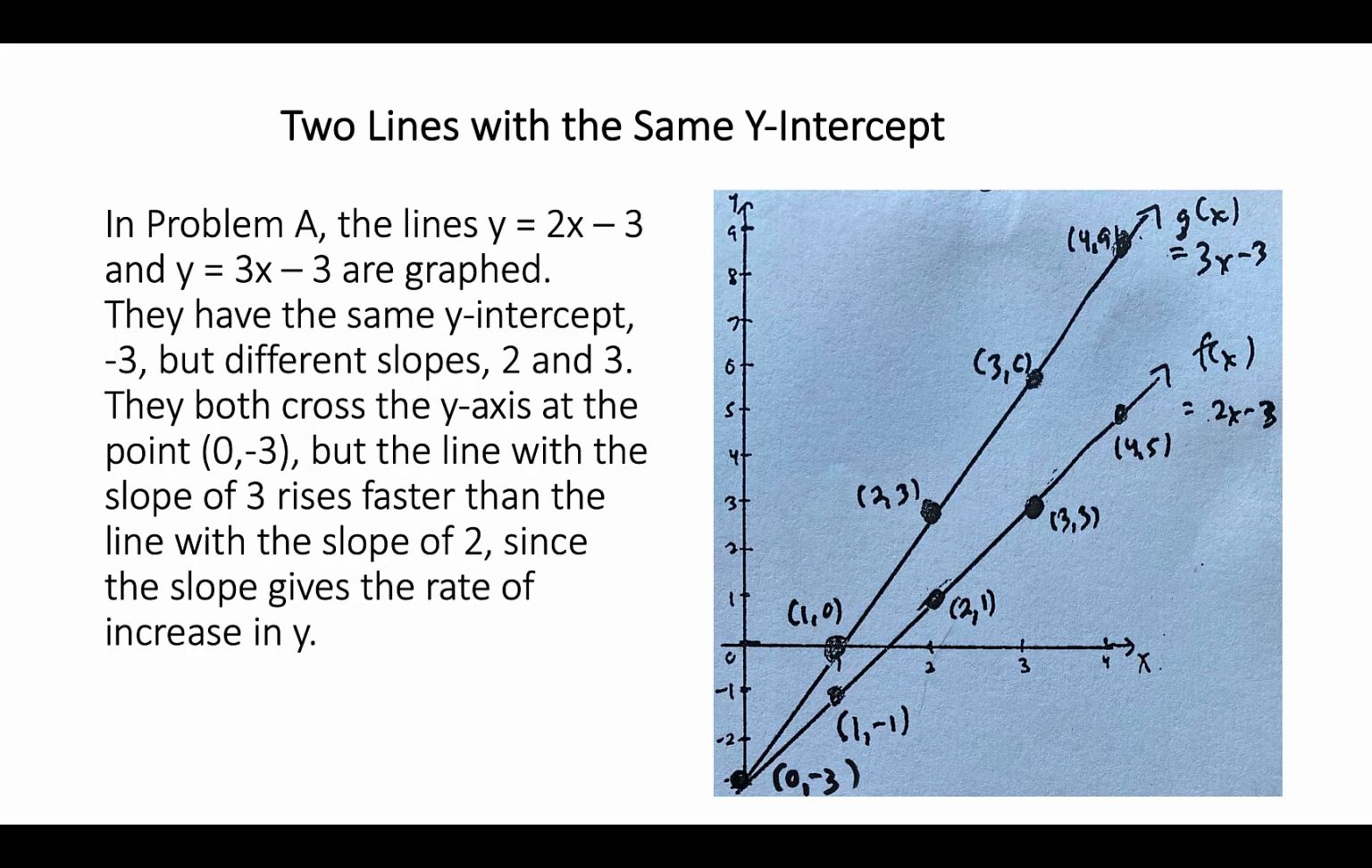In problem A from the activity, the lines y equals 2x minus 3 and y equals 3x minus 3 are graphed. They have the same y-intercept, negative 3, but different slopes, 2 and 3. They both cross the y-axis at the point 0, negative 3, because that's the y-intercept, but the line with the slope of 3 rises faster than the line with the slope of 2, since the slope gives the rate of increase in y.